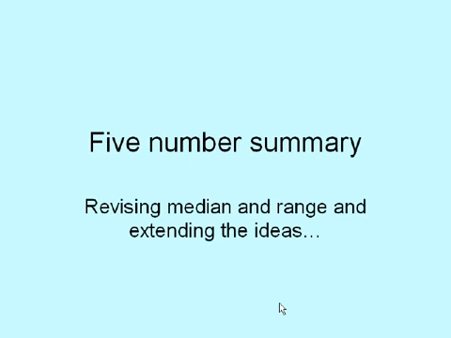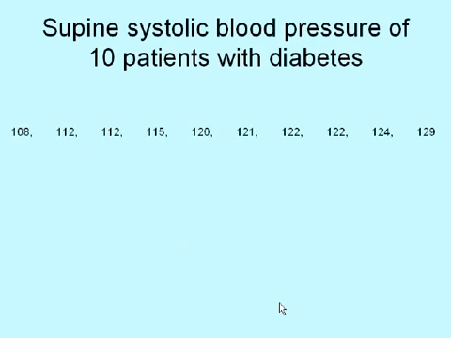Right, the 5-number summary, what's all that about? This extends the median and range that we looked at in a previous module one stage further. Let's just recall what median's all about.